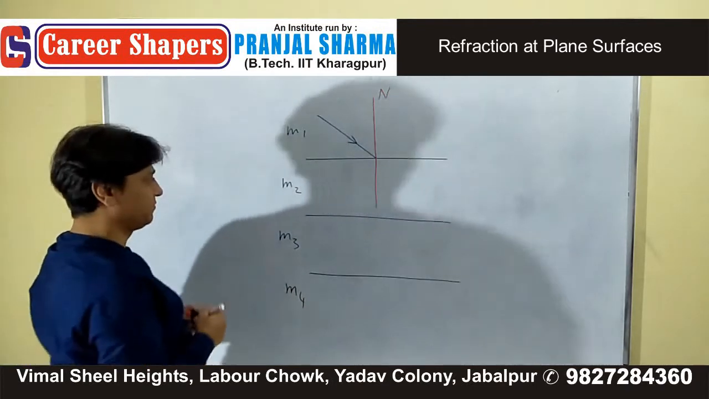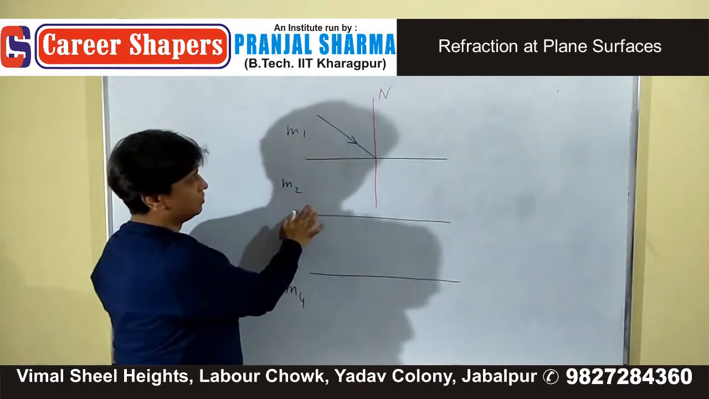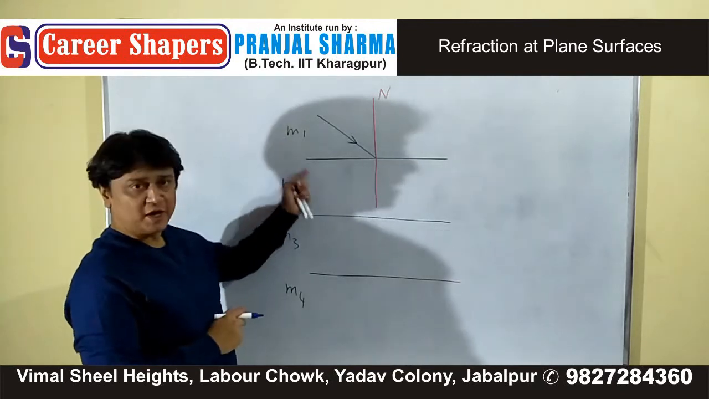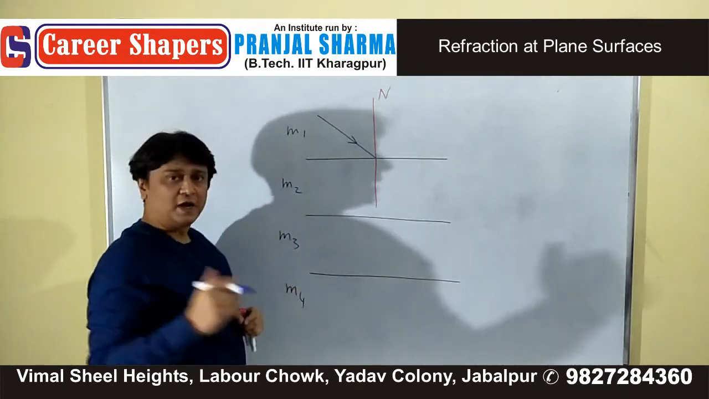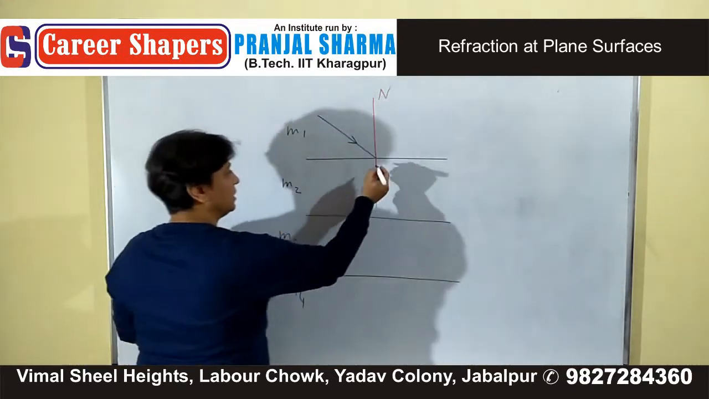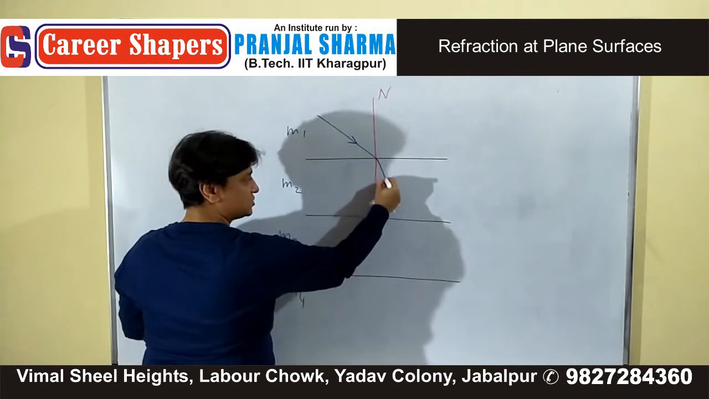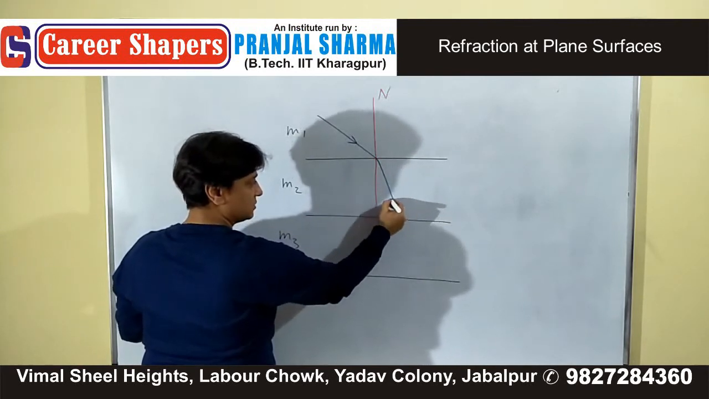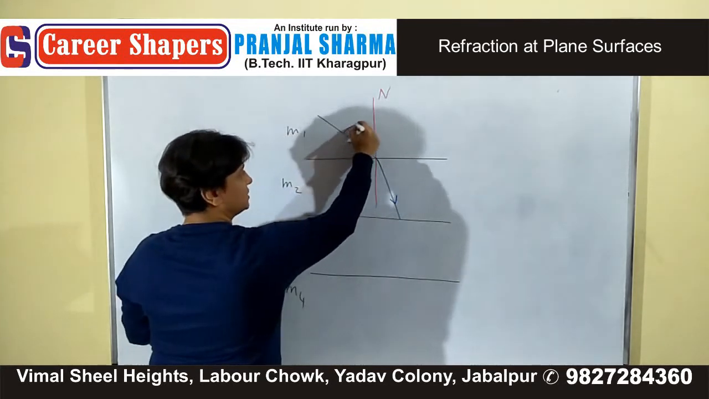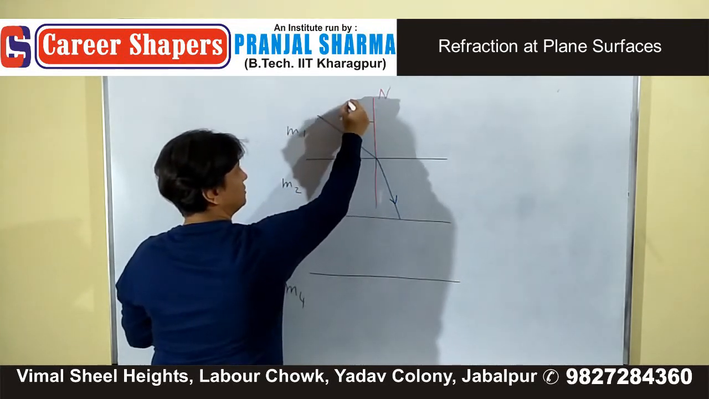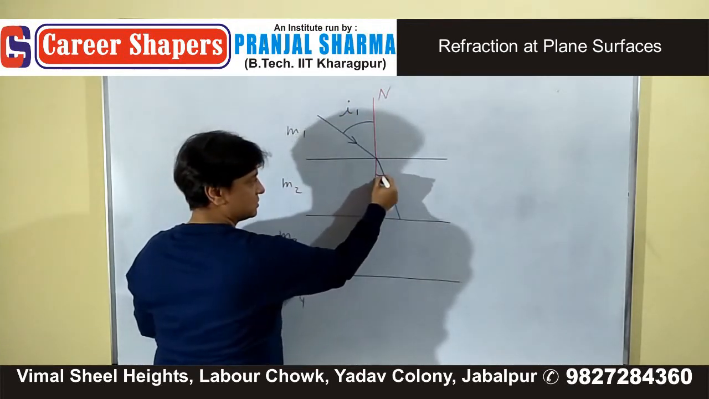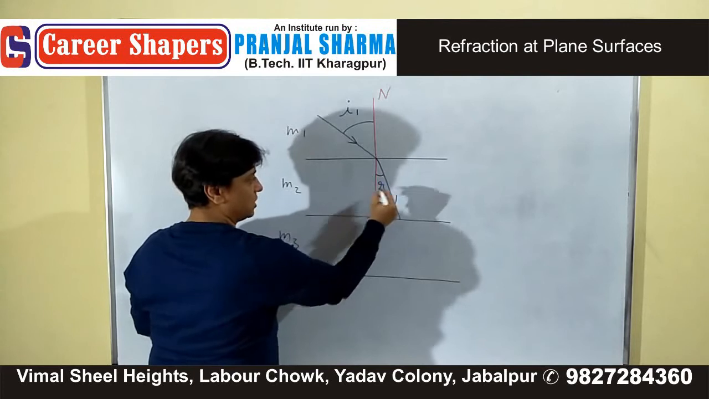Let's say refractive index of 2 is greater than that of 1. That means this is a denser medium, this is a rarer medium, although it doesn't matter for the concept which we are going to develop. Then light bends towards the normal like this. This is I1. This is R1.